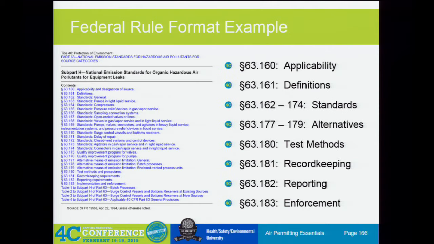And you should know the differences. So here's an example of the NESHAP for equipment leaks, which is Subpart H. You can see that it is set up with applicability, definitions, standards, alternatives, test methods, record keeping, reporting, and enforcement. So you would start with applicability, and read the applicability section to see, does this rule apply to me or not? If it doesn't apply to me, then I don't need to read the rest, because none of it matters to me.